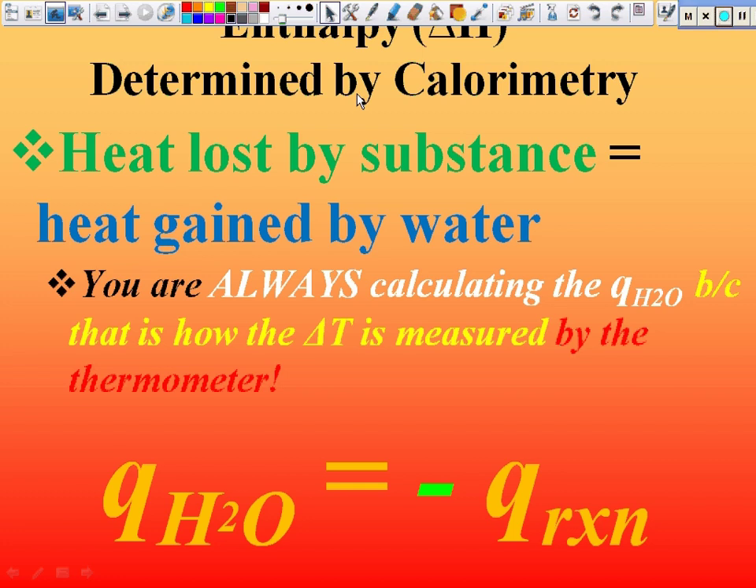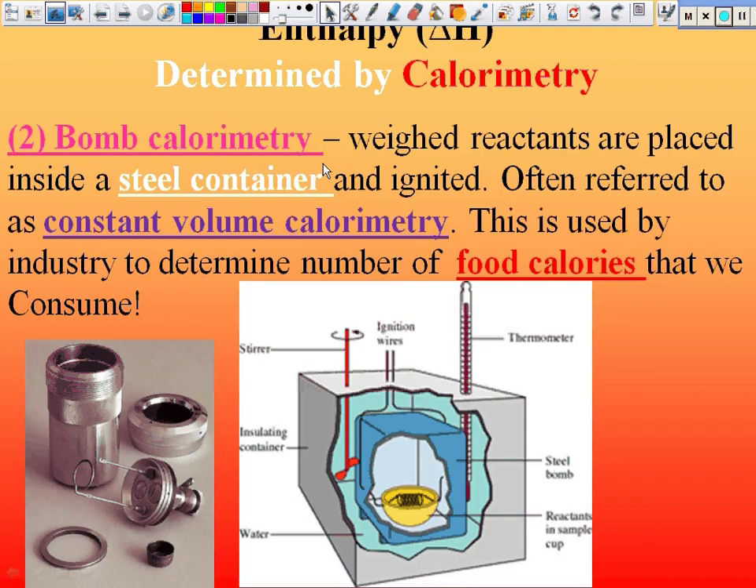Okay. Now, this is the fancy type. This is an actual real bomb calorimeter. It's the exact same concept as we just looked at. It's just a more fancy way to look at it. So weighed reactants are placed inside of a steel container and ignited, and this is often referred to as constant volume calorimetry. Remember we talked about it a minute ago. What if pressure and volume are constant? How are Q and H related? They're the same, so it doesn't matter here.